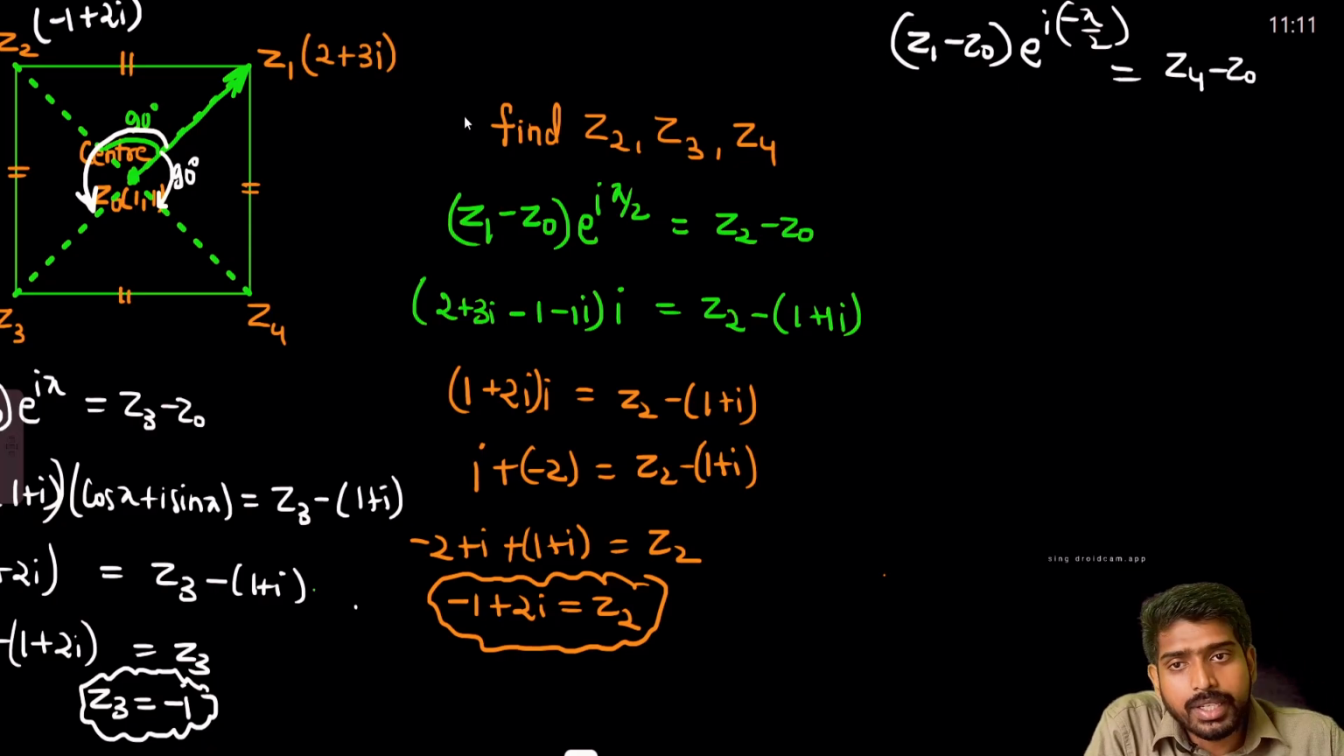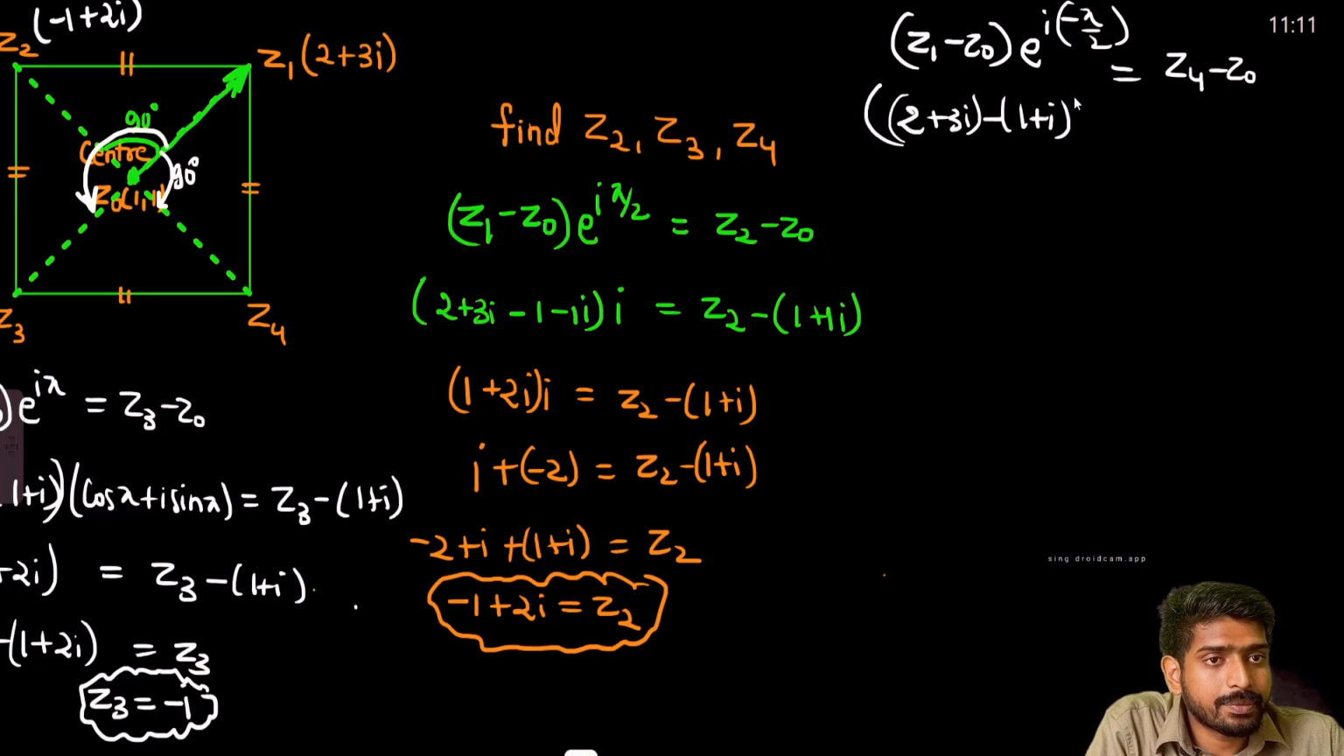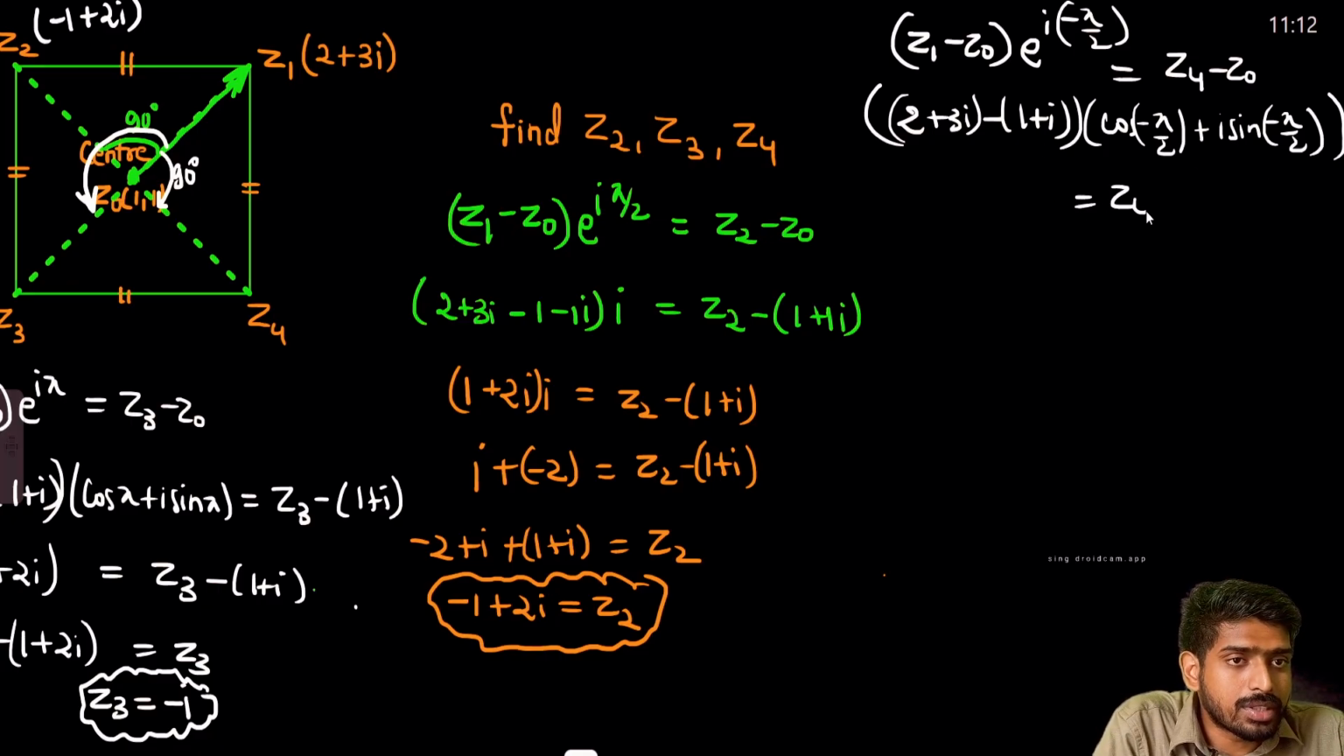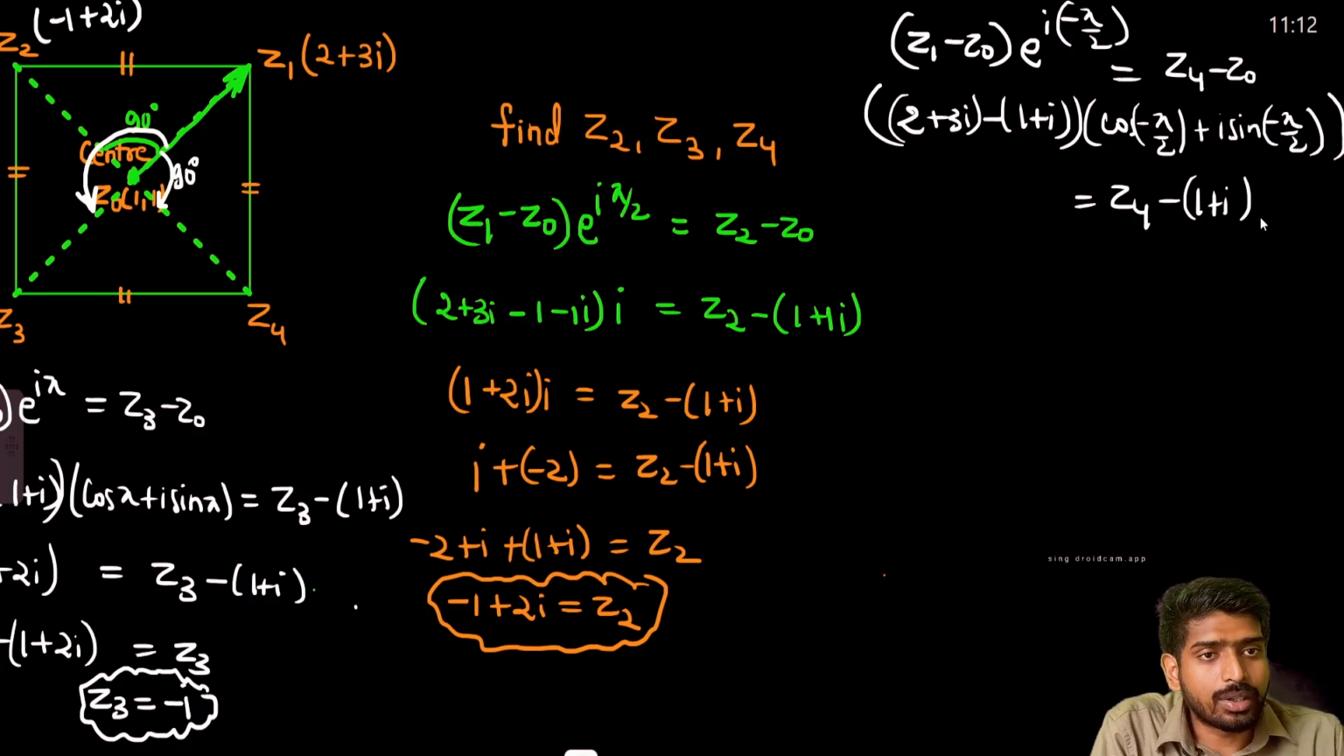Now what is z1 minus z0? z1 minus z0 will give 2 plus 3 iota minus 1 plus iota. And e to the power minus iota pi by 2 means cos minus pi by 2 plus iota sine minus pi by 2, is equal to z4 minus 1 plus iota. Got it? Now we'll solve this one.